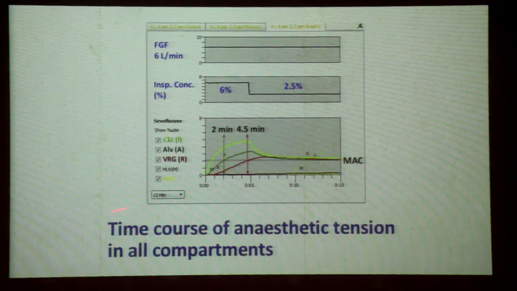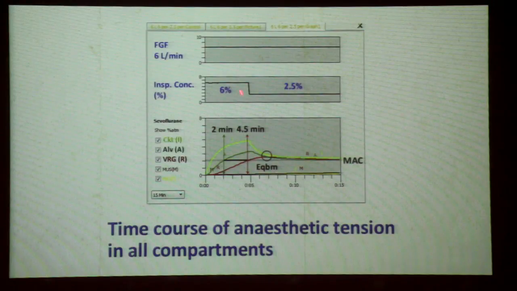Right? So it has taken about 2.5 minutes more from the alveolus to the brain to reach the same MAC value. Right? And then it takes another 2 minutes more for the brain, the alveolus and the circuit concentration to come to a similar level at this particular point. That is at MAC level.